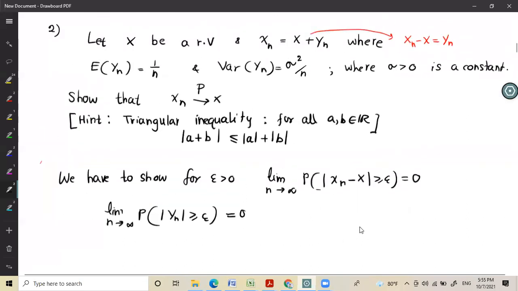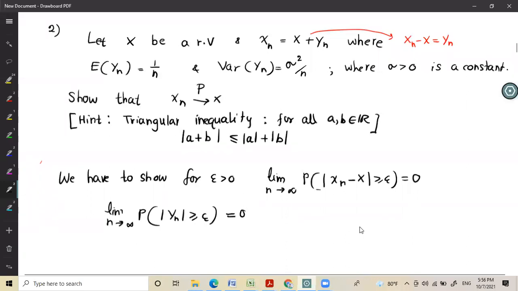Now in this situation, you don't see any PDF, you don't know the CDF, nothing is there. The only additional information you know is about the expectation and the variance. As soon as you see that there is information about the expectation and variance, the first thing that should come to your mind is that you can use Chebyshev's inequality to prove this convergence in probability. So whenever you see expectation and variance as given information for a problem which asks you to show convergence in probability, you can use them with Chebyshev's inequality.